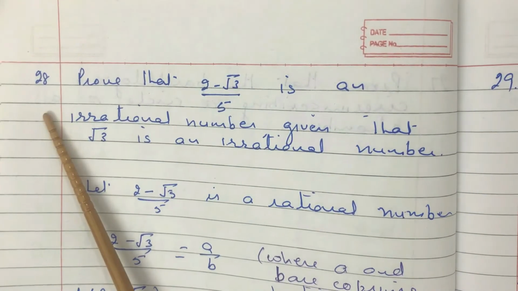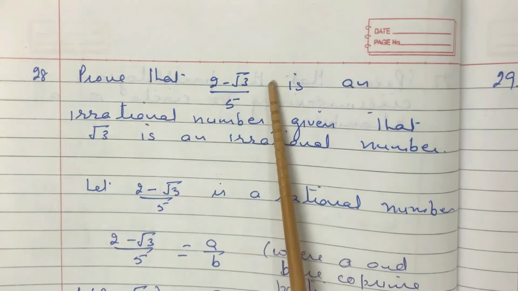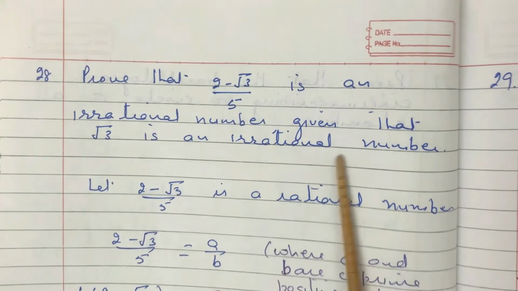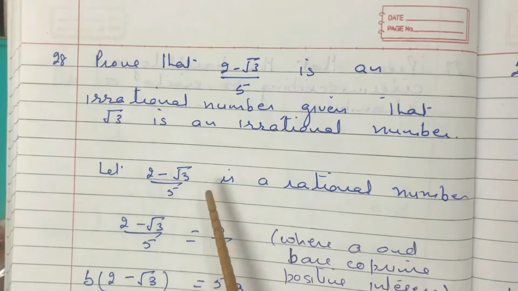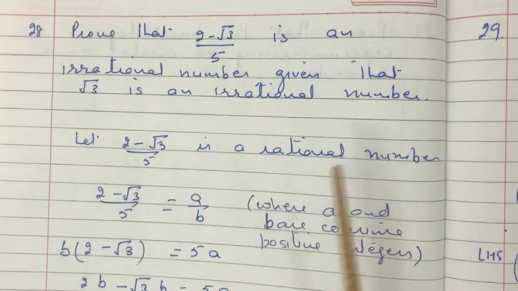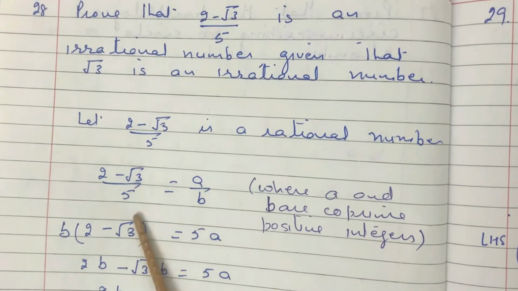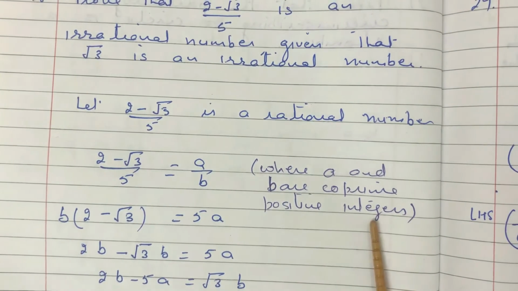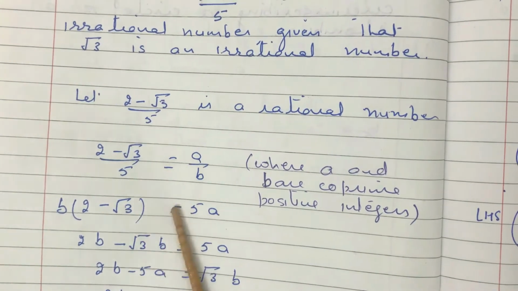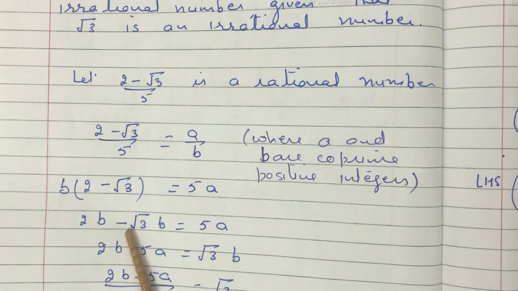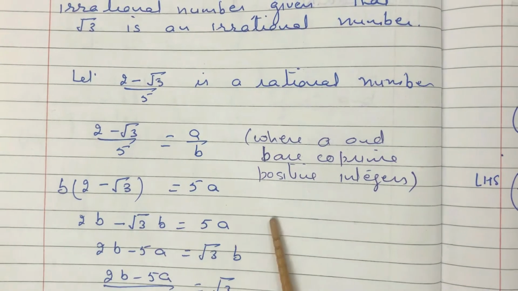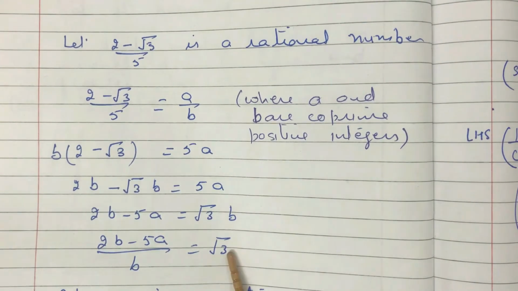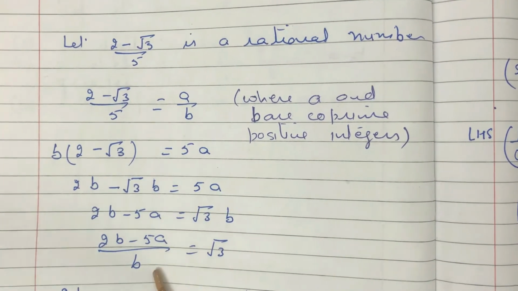Now, 28th question. Prove that 2 minus root 3 upon 5 is an irrational number given that root 3 is an irrational number. Let 2 minus root 3 by 5 is a rational number. If it is a rational number, so it can be written as A by B, where A and B are co-prime positive integers. Now cross multiply it, you will get this. Then 2b minus root 3b is equal to 5a. 2b minus 5a is equal to root 3b. It means root 3 is equal to 2b minus 5a upon b.